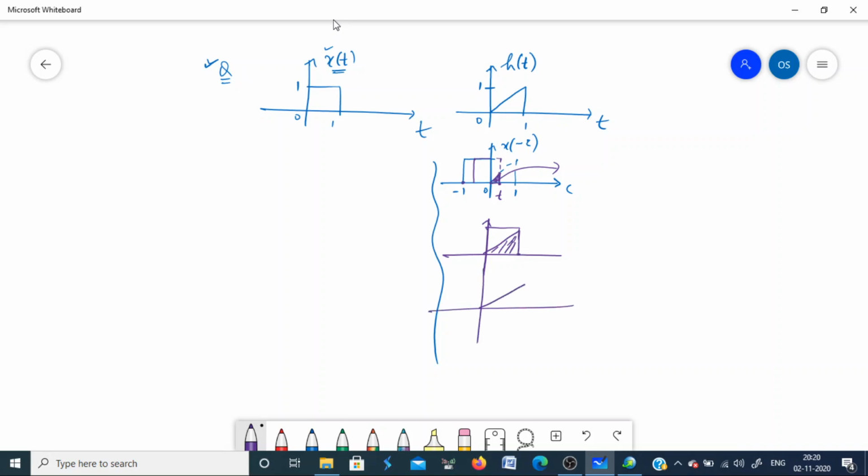And for t greater than 1, this function will go ahead of the other function. As a result, you have only this much overlapping region from this time to 1. So this you can find using the area of a trapezium. And then at t is equal to 2, you have a situation like this. The lower edge and the upper edge of the two functions will coincide. And for t greater than 2, they will be separated. The product is again 0. This is t is equal to 2.